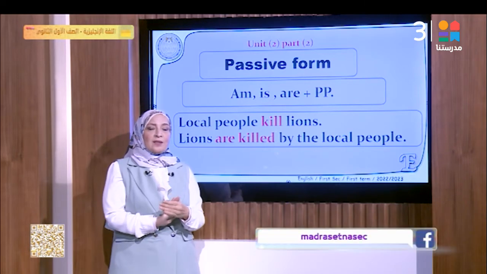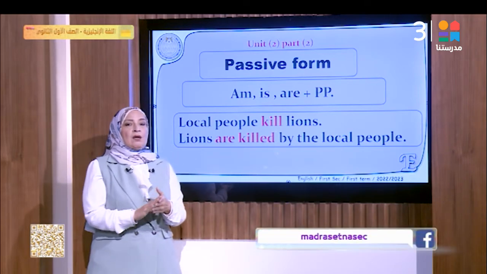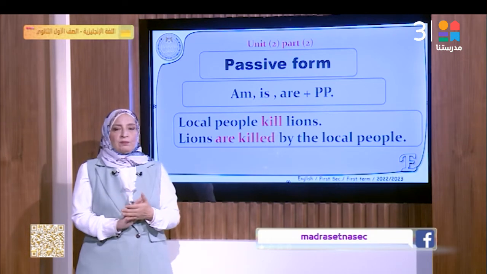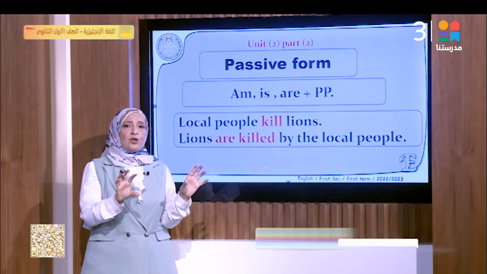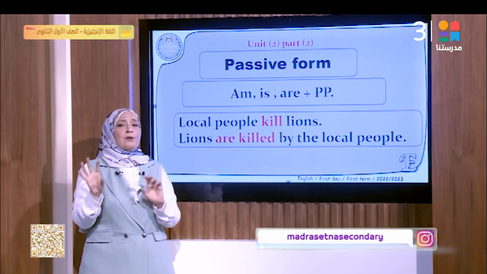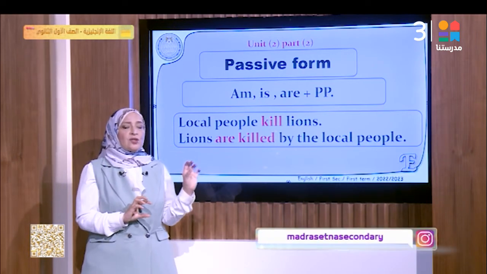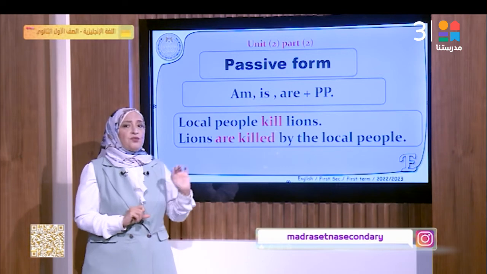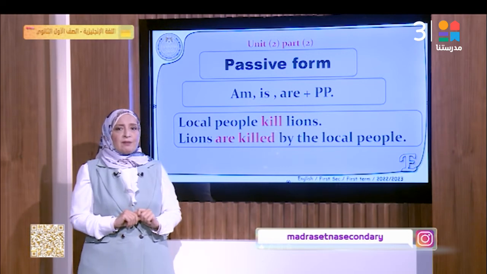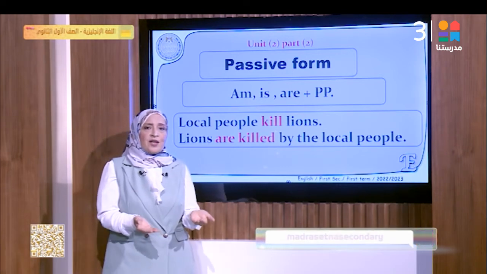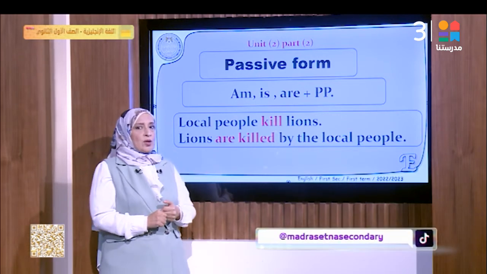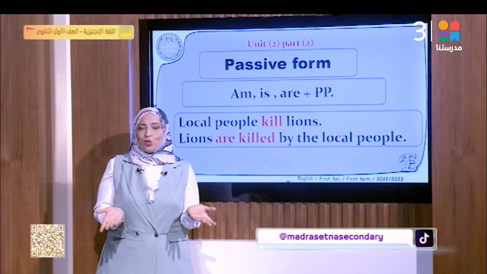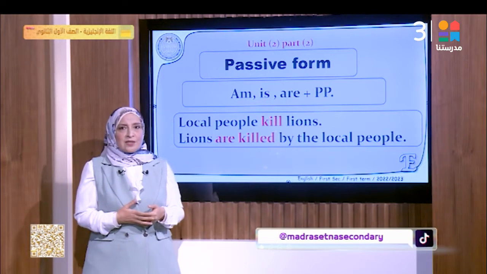Like when I say, for example, I watch television. I the subject, watch the verb, and television the object. But if I start with television, I will say television is watched. Television is watched every day. Instead of saying I watch television every day, so television is watched every day. Okay. Now let's do some practice on the present simple tense.